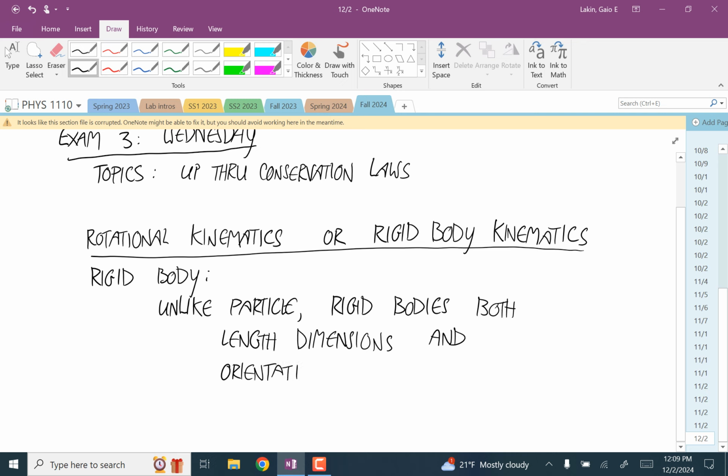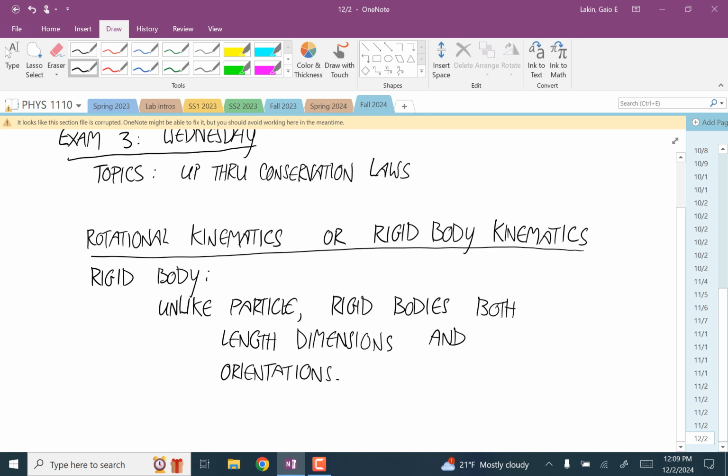Okay, so now we're taking the lengths of things into account, the size of things. And now we can differentiate between the front of an object and the back of an object, the top and the bottom. So now we can talk about which way an object is facing.